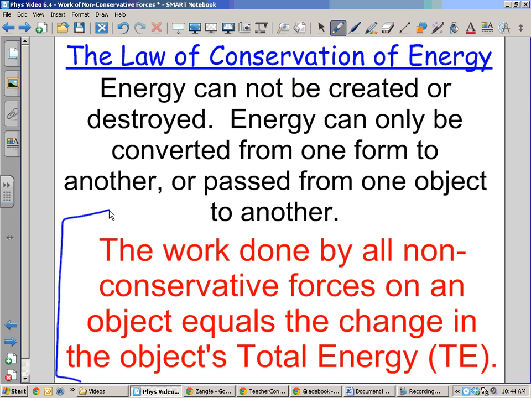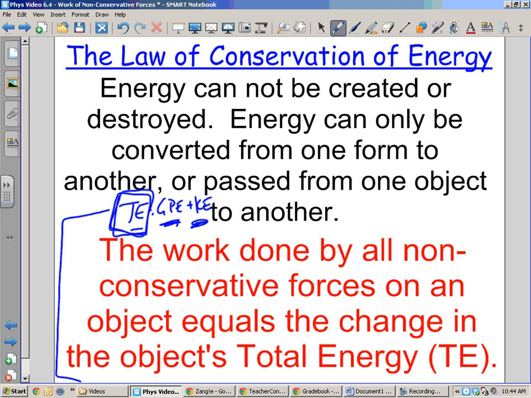The work done by all the non-conservative forces on an object equals the change in the object's total energy. That is hugely important and is the whole idea behind work. Remember, work causes energy to change. Total energy is GPE plus KE. And what I told you before was anytime work is done by any force, at least one of those three things changes. Now we're being specific. Work done by a non-conservative force will cause this total energy to change. And as a result, since the total energy is changing, at least one of these has to change too, right?